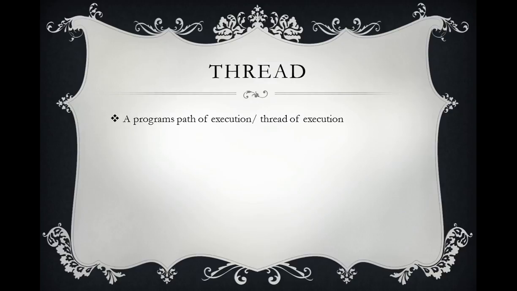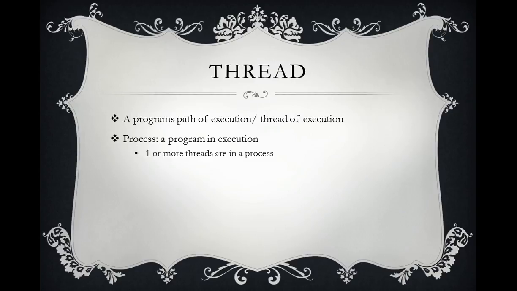Now, a thread is a program's path of execution, or a thread of execution. So imagine you open up a Microsoft Word document and you're able to use some of the functions within that Microsoft Word document, such as entering letters into the file. That itself is a thread. There is a piece of execution within Microsoft Word that allows you to perform a specific action. That's what a thread is.